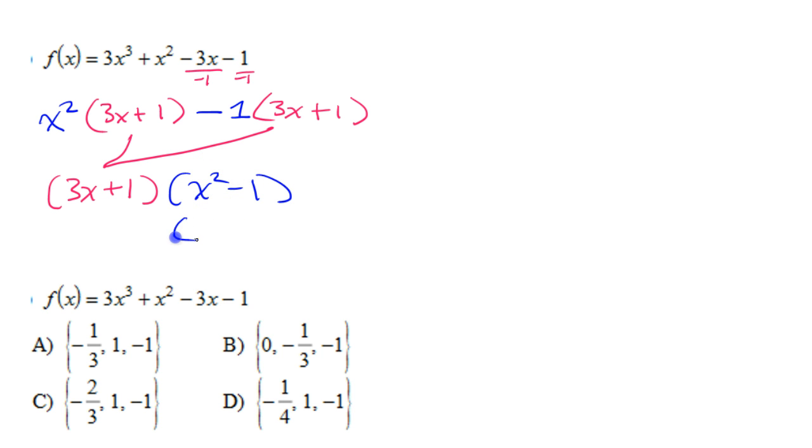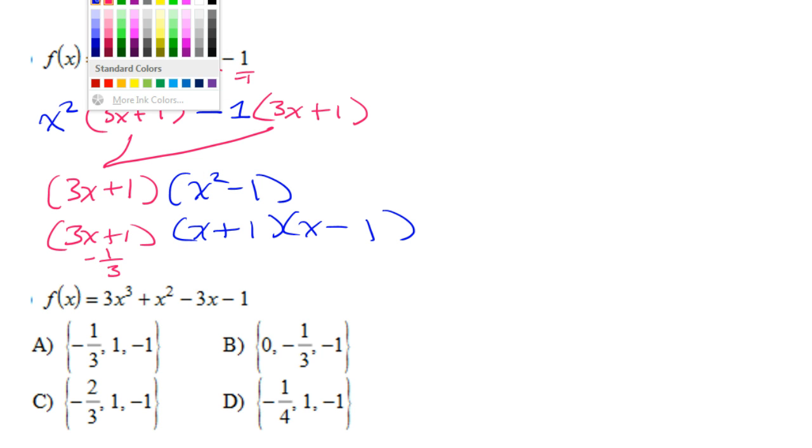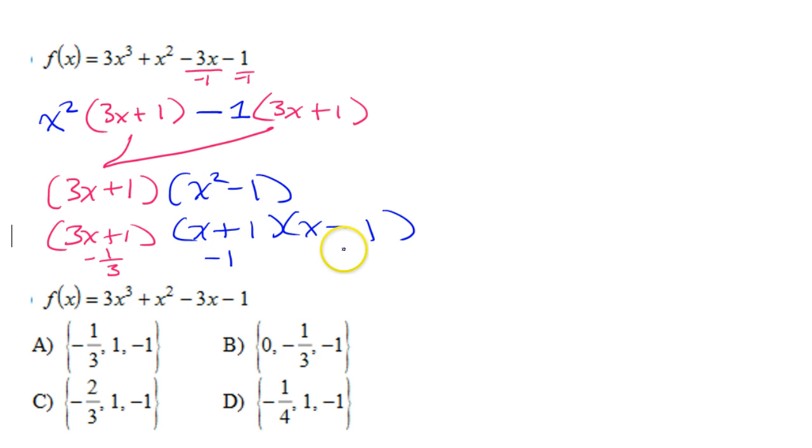Okay, now hopefully you will recognize that x squared minus 1 can be factored as the difference of two squares, x plus 1, x minus 1. So now we have factored it. And if I set these equal to 0, this one will give me negative 1/3. And this one will give me negative 1. And this one will give me positive 1. Which again is answer A, just like we got before.